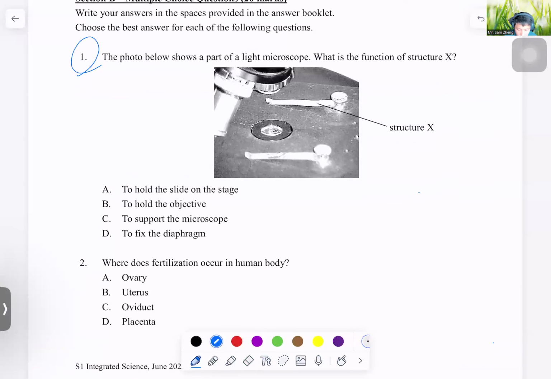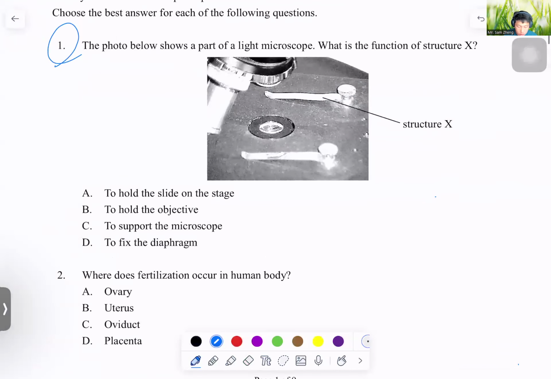For question number one, you will see that there is a structure X, and this structure X is in fact inside a microscope, and you will realize that it is on the stage. So this would be the stage, and this would be the objectives of the microscope. Therefore, in this case, we can see that it is definitely not the structure that helps to hold the objectives. So it should be another structure.